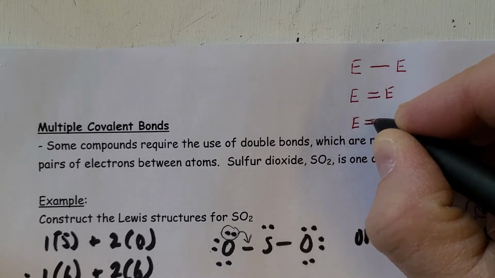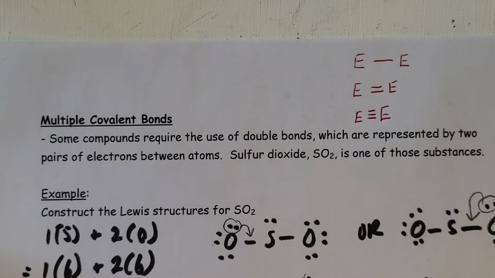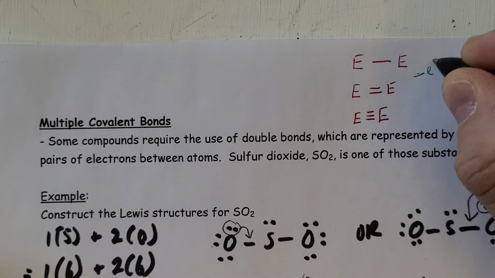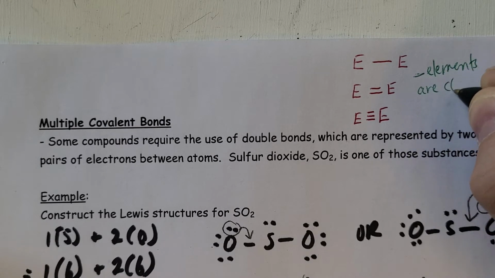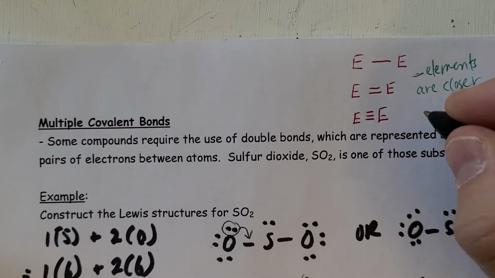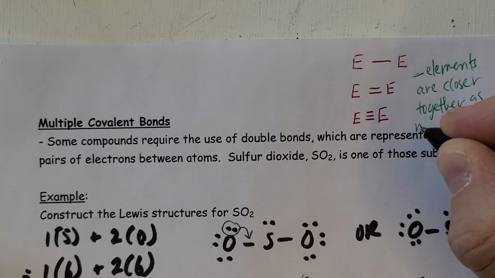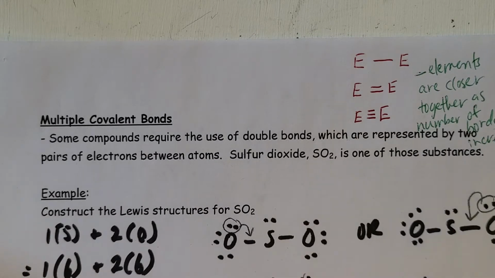versus triple bond. Now I tried to draw this to illustrate that the atoms become closer together as the number of bonds increases. So elements are closer together as number of bonds increases. And kind of the reasoning for that is if you have more electrons.